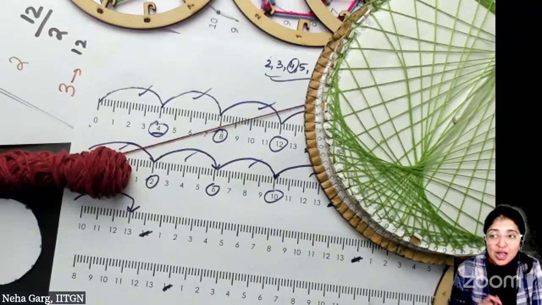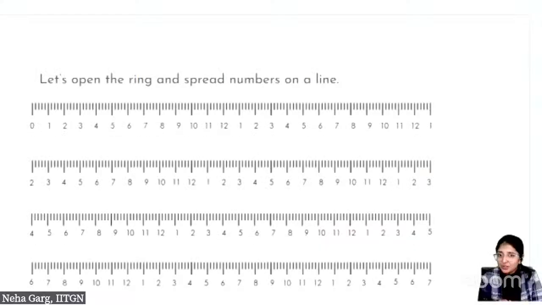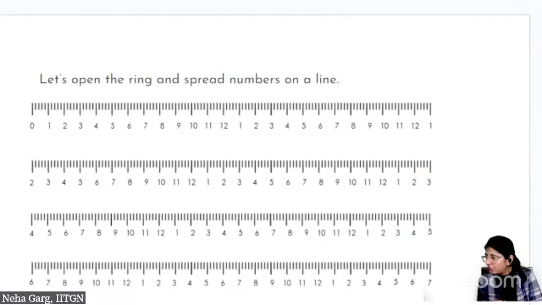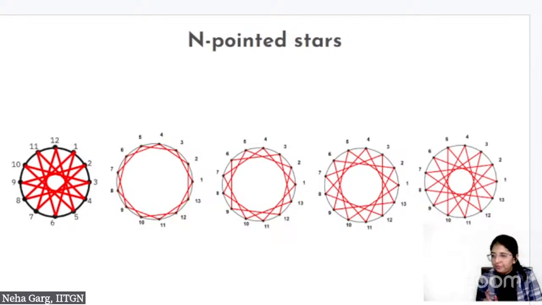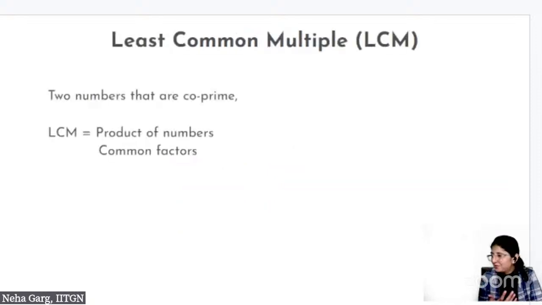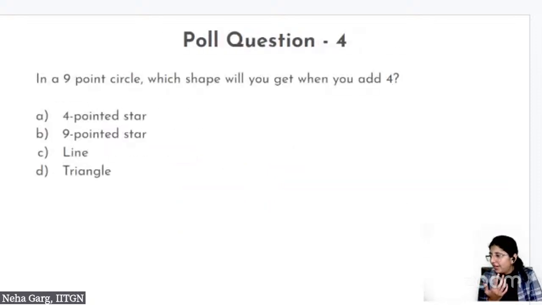Okay, so now final question. So we had three types of numbers. And so, yeah, I told you that the stars will pass through all the points and we call them n-pointed stars. Like if it is passing through 13 points, we call it a 13-pointed star. And if it is passing through all the 12 points, we call it a 12-pointed star. That is just a term that you can know. All right. Now, I have a poll question.